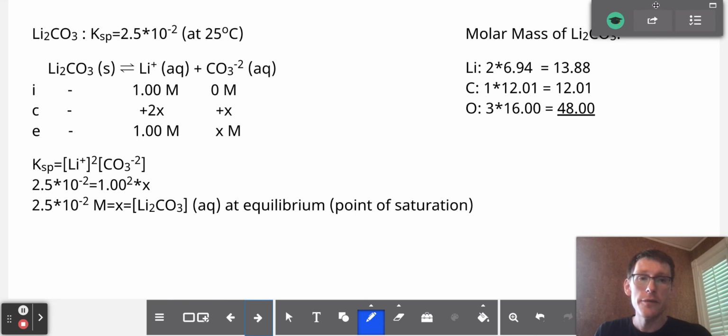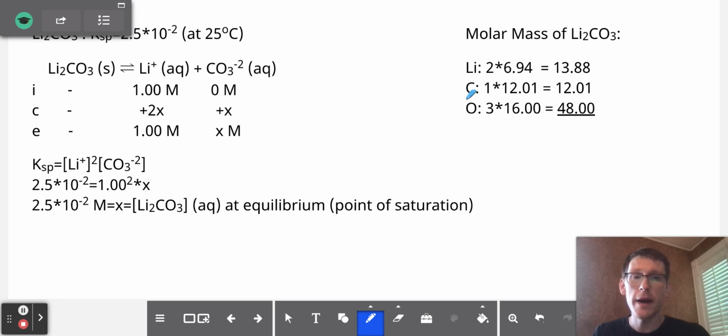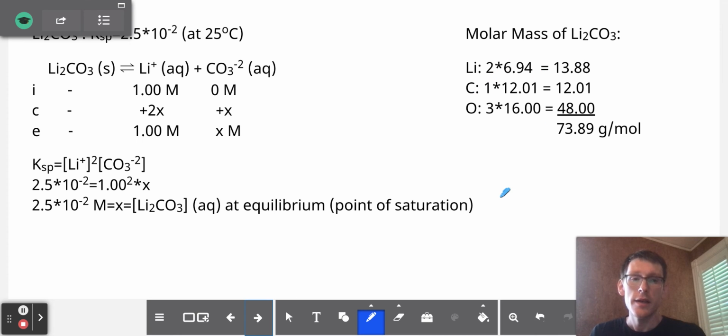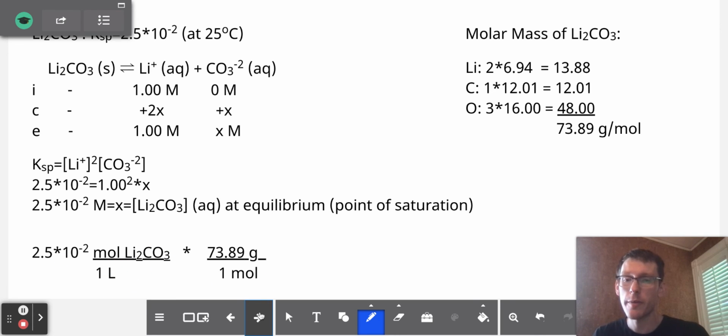So the next thing that we'll have to do is use the molar mass of lithium carbonate, which we can calculate out to be 73.89 grams per mole. And we can take the concentration of lithium carbonate in a saturated solution and multiply it by the molar mass. And what we finally get is the fact that in this particular solution, lithium carbonate is soluble to the tune of 1.8 grams per liter.